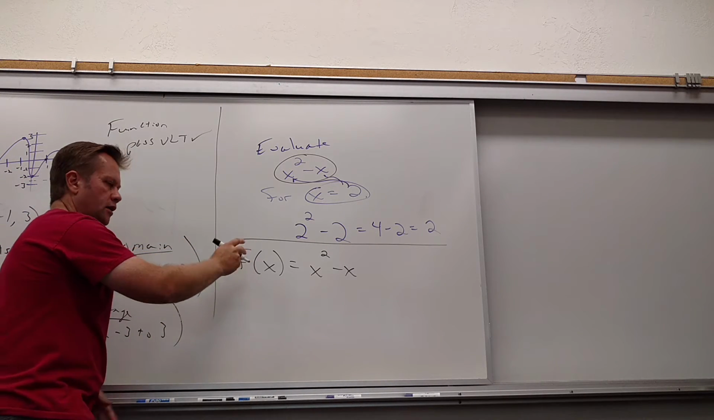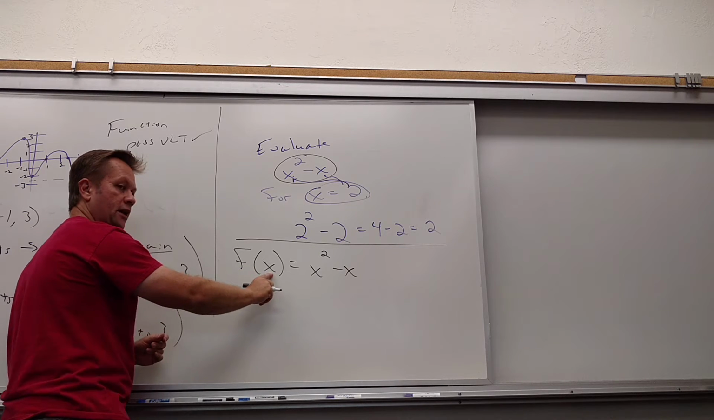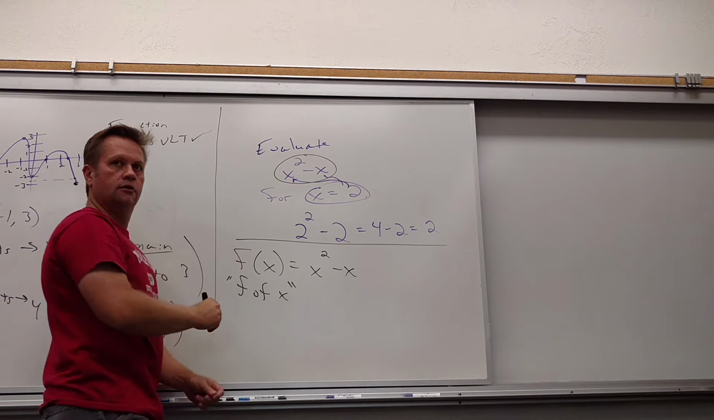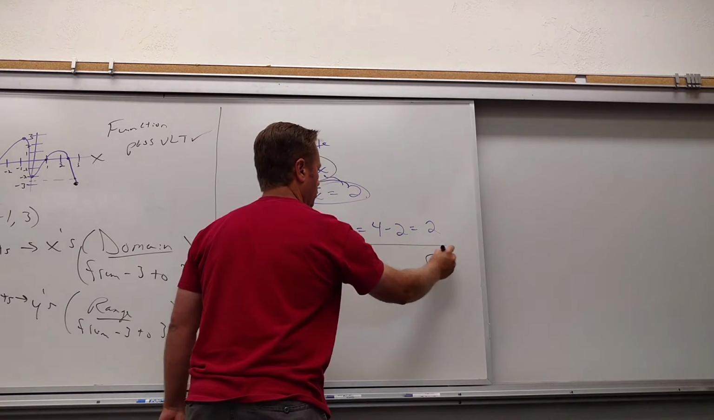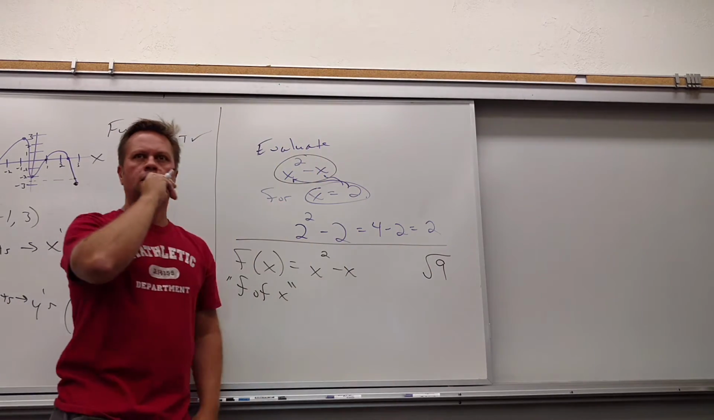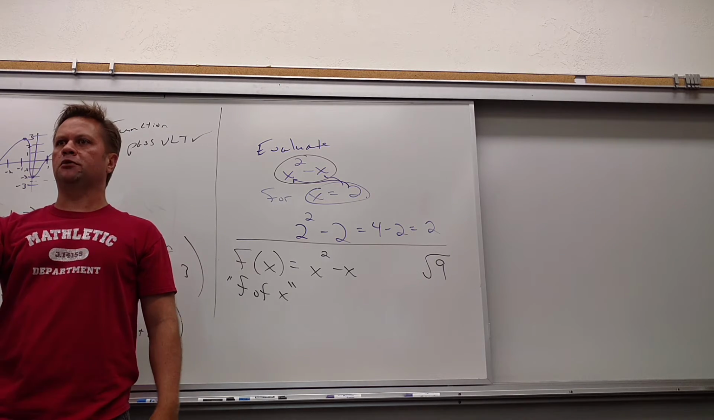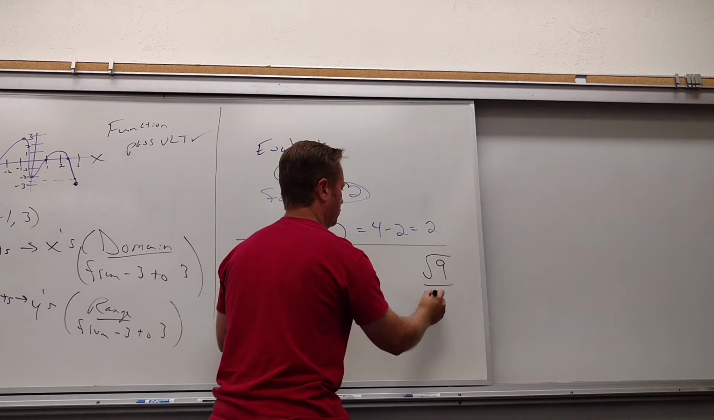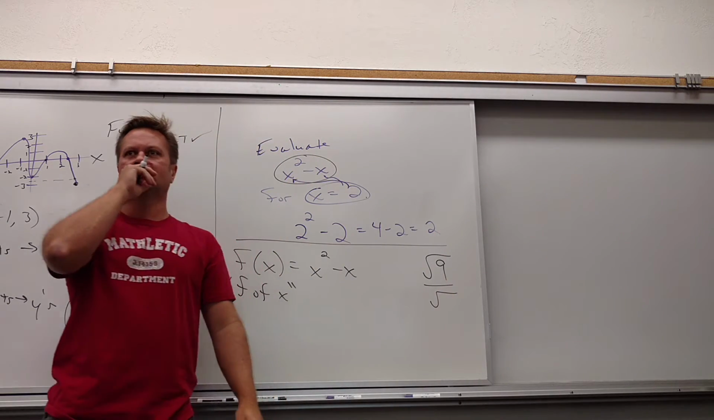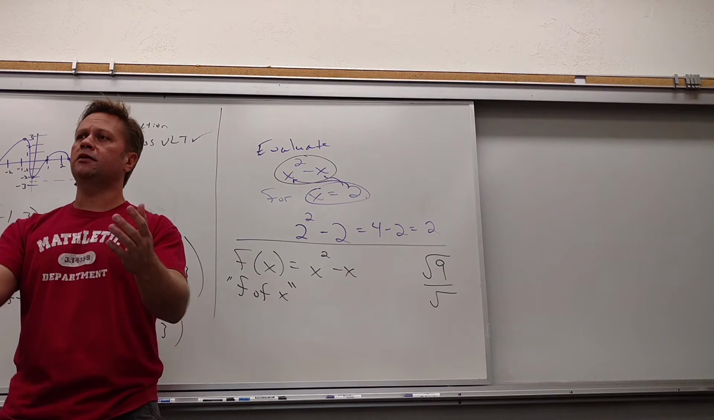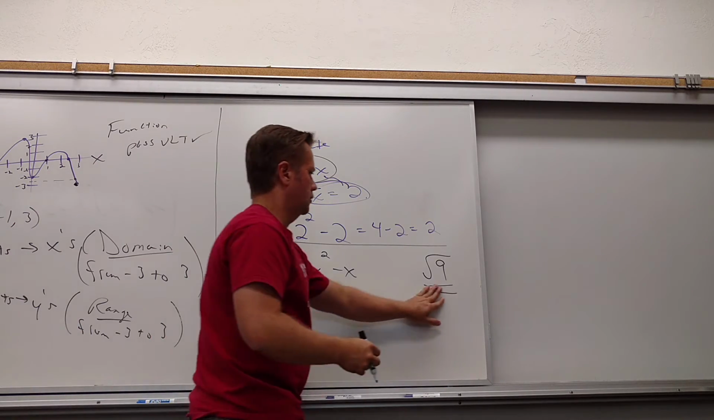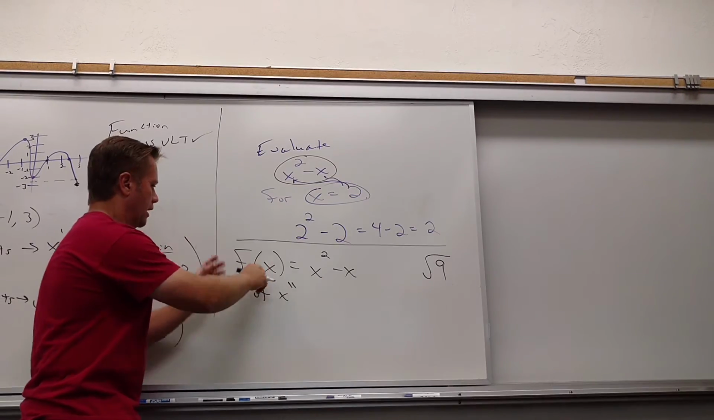But now watch. This does not mean f times x. This is read as f of x. So if I said, what's the square root of 9? Does that mean square root symbol times 9? That doesn't make any sense. Could I divide by the square root symbol? No, of course not, right? So you can't divide by f, you can't do it.